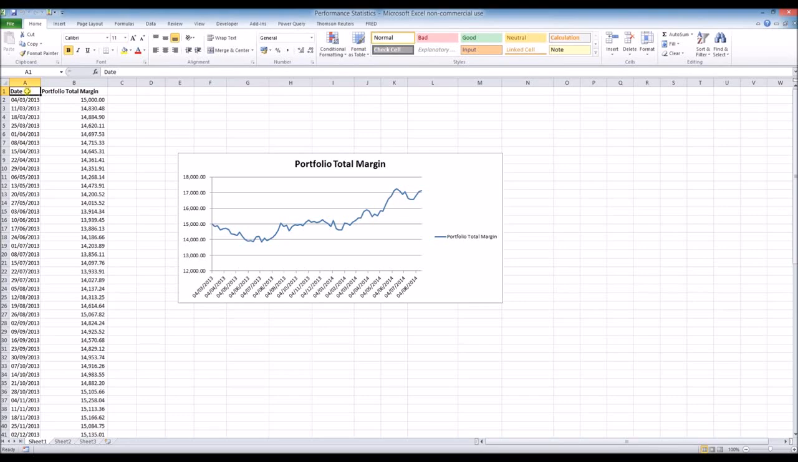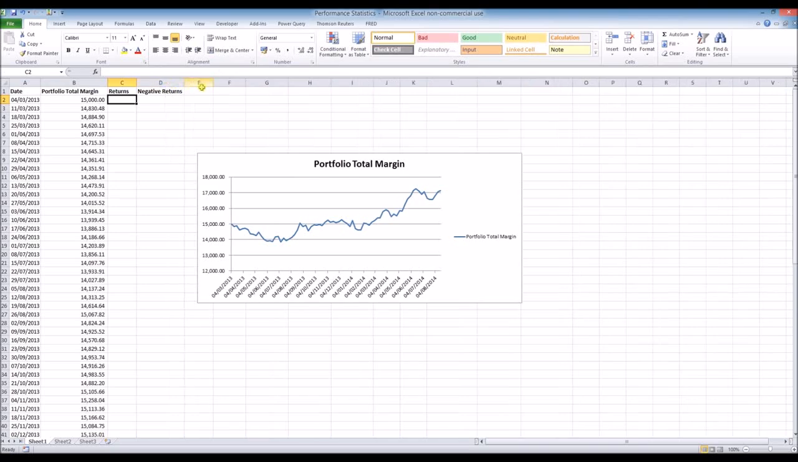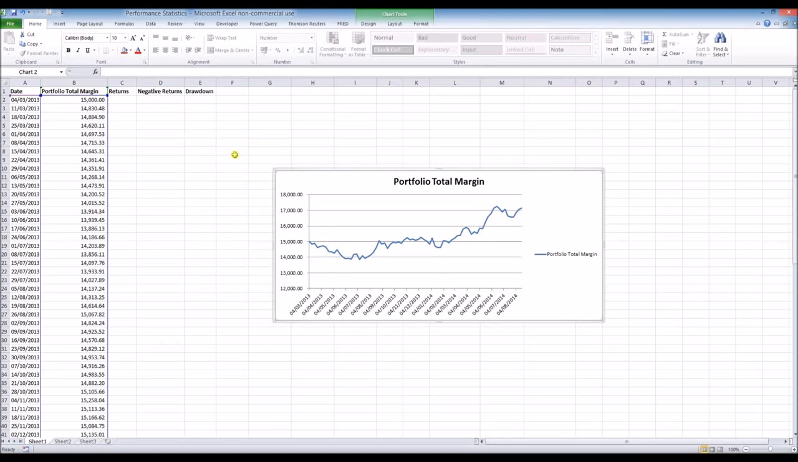Before we get on to calculating the performance statistics directly, there's a bit more data and inputs that we need to build out, and I'm also going to run through how the rest of the spreadsheet is going to work, just by creating a bunch of column titles to guide us through the video. So we're going to start by calculating some returns in column C, and then in column D we're going to just extract the negative returns from column C. And then in column E, we're going to calculate drawdown figures over time.